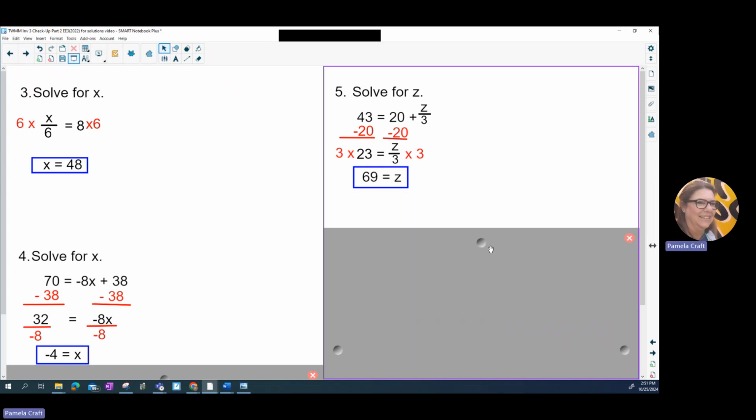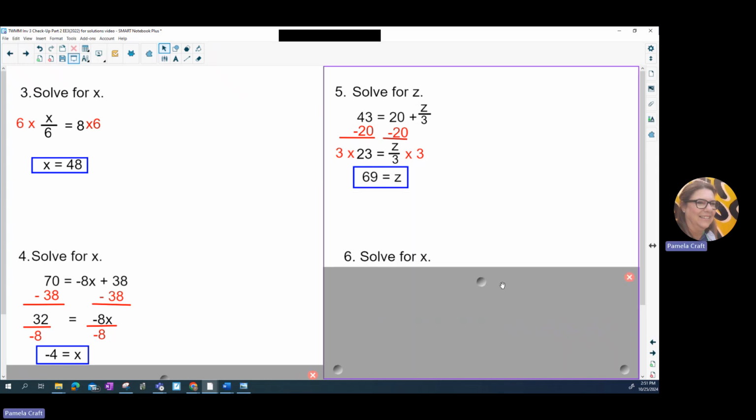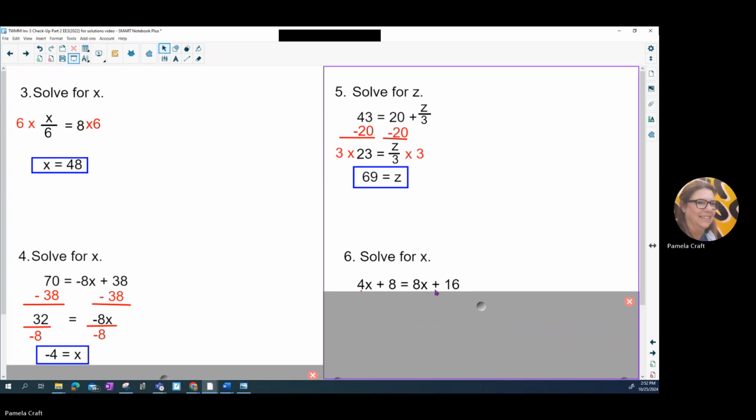The last problem we have, we're going to solve again for x. This time we have a three-step equation. It's 3 steps because we have a variable on each side of the equal sign. So we have to add one more step to our two-step problem to get all the variables on one side first. These are bags and coins, the same as last year. You have 8 bags and 16 coins. And on this side, you have 4 bags and 8 coins. So we want all the bags on one side and all the coins on the other.